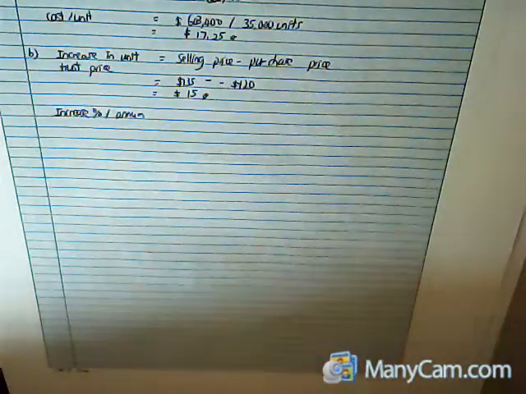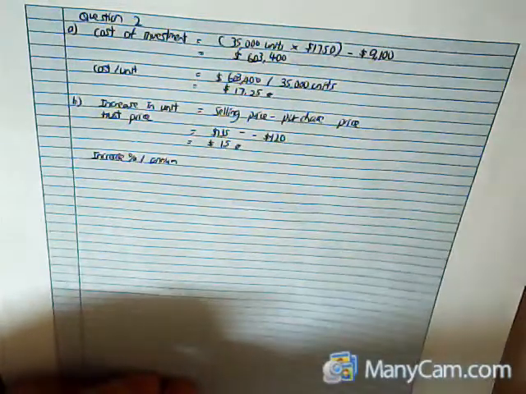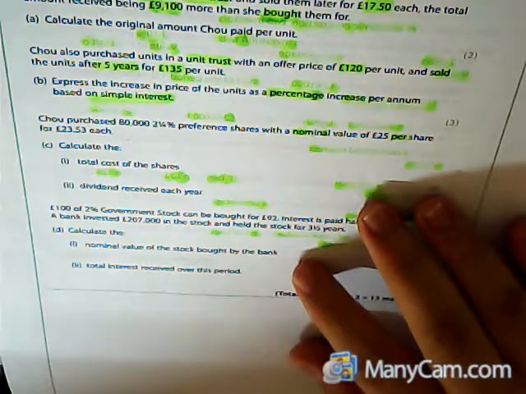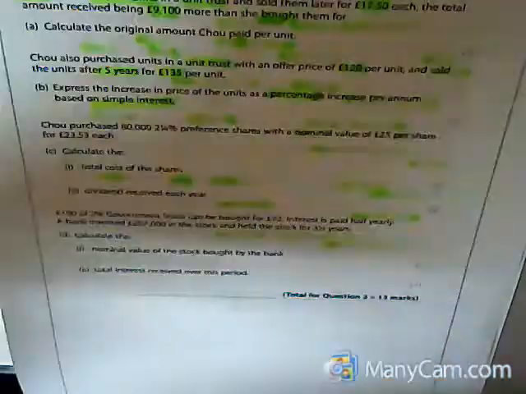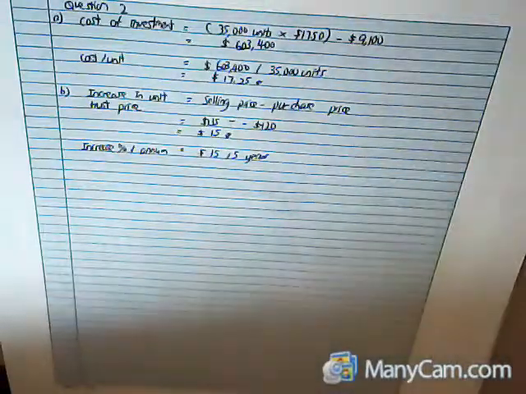I know the total increase amount is 15. But 15 for how many years are they saying? See the question. The total increase is for 5 years. You see the 5 years? So class, I will say 15 over 5 first, so we can get how much we are increasing each year.